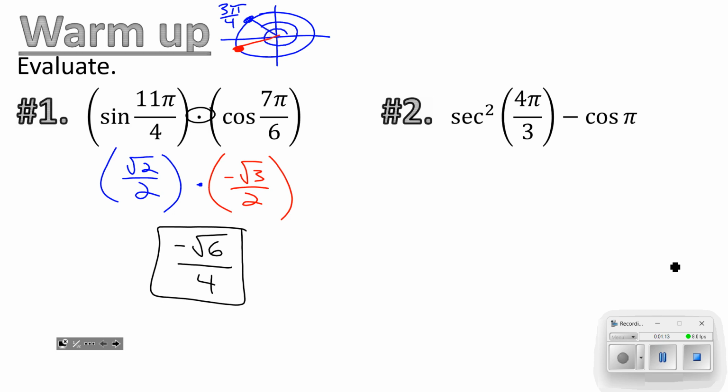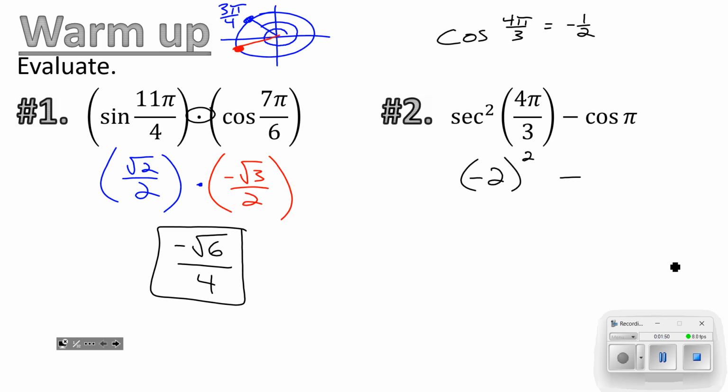Same idea for number 2, secant squared of 4 pi over 3. So it's going to take a couple steps. First thing you want to think about is what the reciprocal function of that would be. We are talking about cosine of 4 pi over 3. And cosine of 4 pi over 3 is going to get me negative 1/2. But I don't want cosine. I want secant squared of that. So first thing I think of, secant of that is going to be the reciprocal of a negative 1/2, which is negative 2. Then square. Okay.